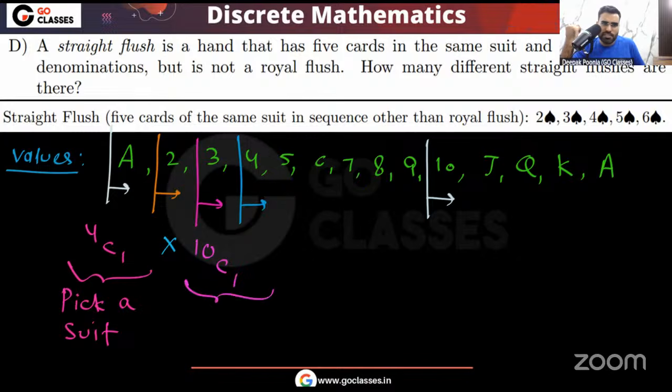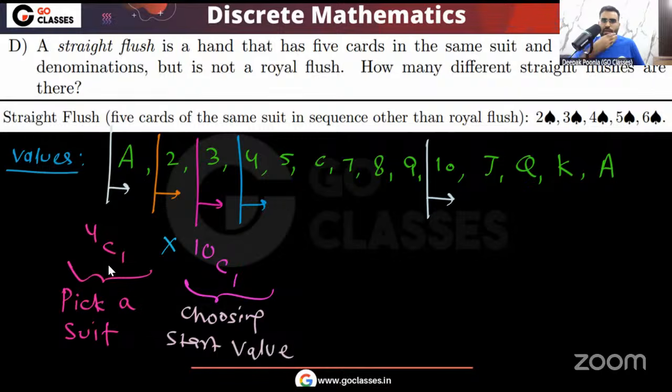Basically, this 10C1, what does it mean? It means that I am choosing the start point, where I am starting. I hope you understood. Basically, I am choosing the start value.